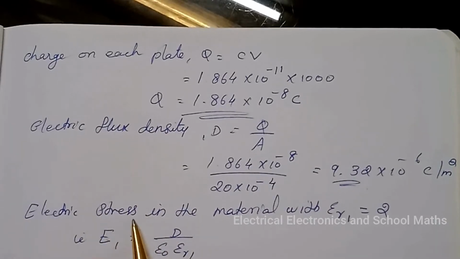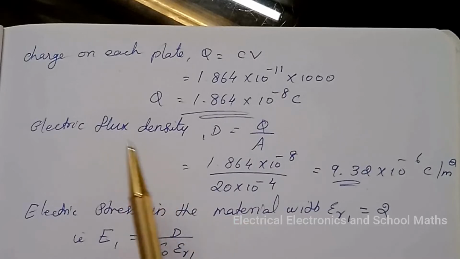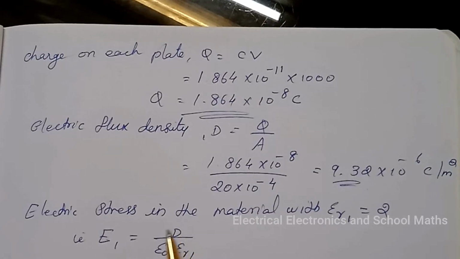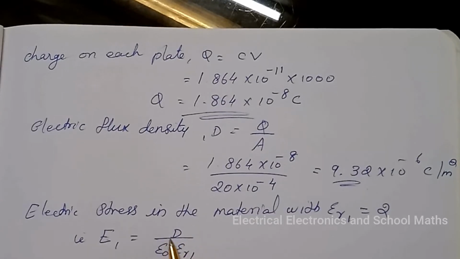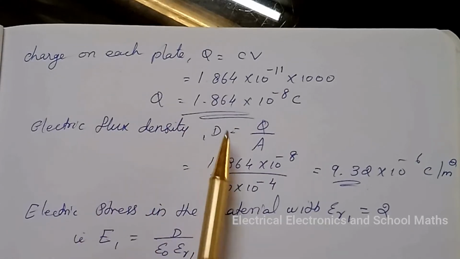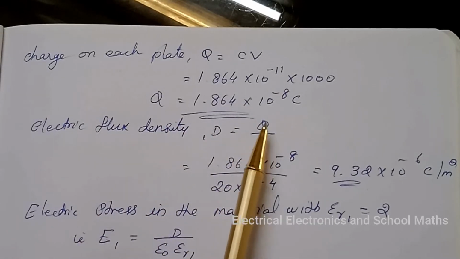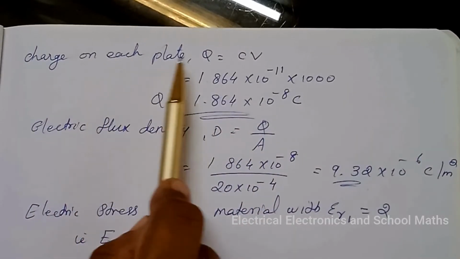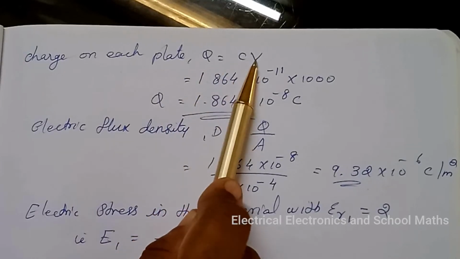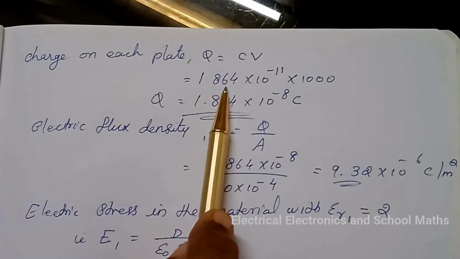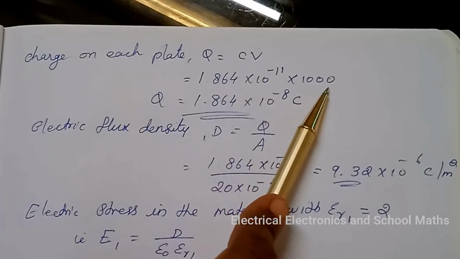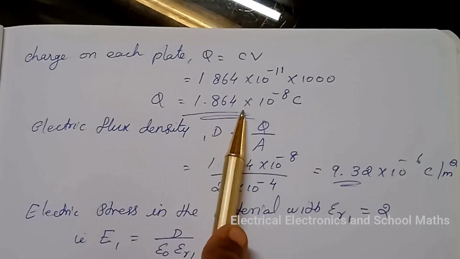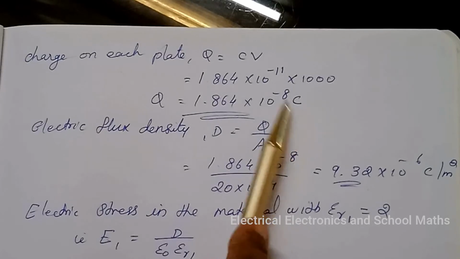Next we have to find the electric stress in the material. For that, electric stress is E is equal to D by epsilon 0 epsilon R, and for that we have to find flux density. And to find flux density, we have to find the charge. So first find the charge on each plate, that is Q is equal to C into V. C is 1.864 into 10 raised to minus 11. Voltage is given and we get charge on each plate as 1.864 into 10 raised to minus 8 coulomb.